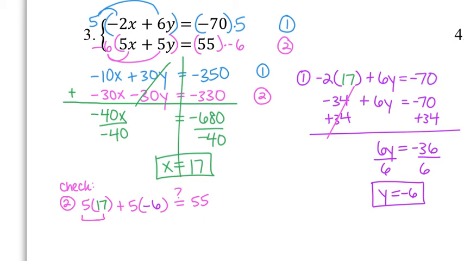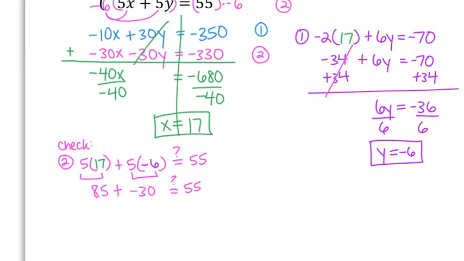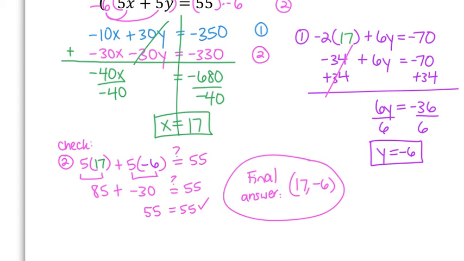Or you can do 5 times 10 is 50, 5 times 7 is 35, and 35 and 50 together is 85, plus 5 times negative 6 is negative 30. And then what is 85 plus a negative 30? Well, that's just like 85 minus 30, and that is a positive 55. So we know we are correct. Our final answer written as a coordinate point would be (17, negative 6) in parentheses. That's where these 2 lines intersect.